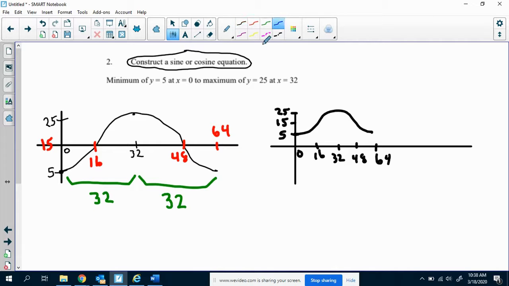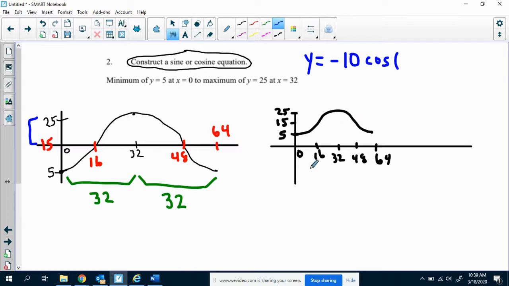So if I look at these graphs, now my job is to construct a sine or cosine equation. It's probably easiest to construct a cosine equation because it looks like a cosine equation. It starts at the bottom, in the middle of a period, it goes to the top, and then it goes back to the bottom. So that's going to look like a negative cosine equation. So y equals negative some kind of number cosine. Now my amplitude is 10 because I'm going from 15 to 25. So that's negative 10 cosine.